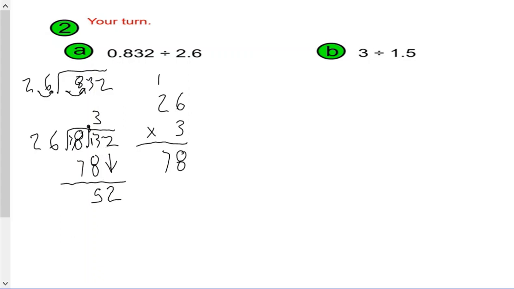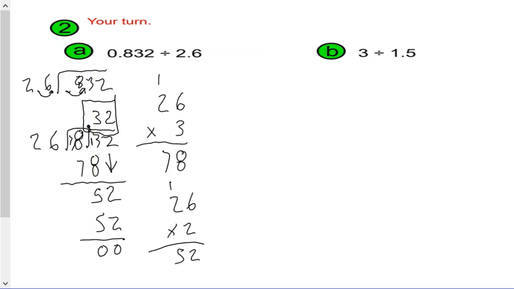Now 26 going into 52. I know 25 times 2 is 50, and so I'm going to try 2. 26 times 2. 2 times 6 is 12. Carry the 1. 2 times 2 is 4, plus 1 is 5. And we got our answer, 52. And then we can subtract. Alright, so 0.832 divided by 2.6 is 0.32, or 32 hundredths.